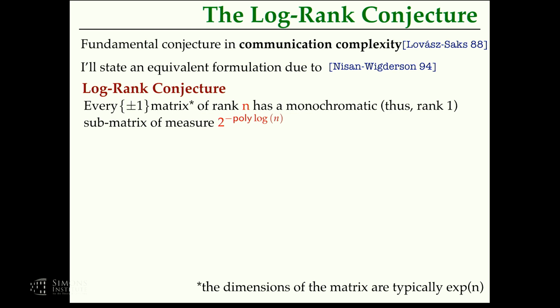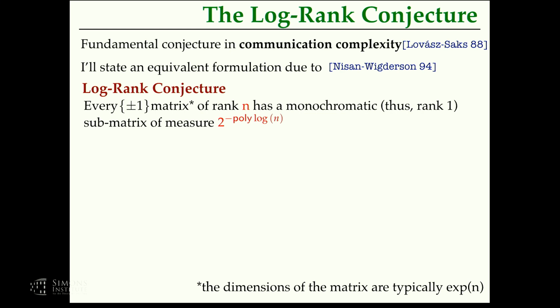I'm going to state an equivalent formulation due to Nisan-Wigderson, which is also, by the way, the main line of attack on this conjecture. So if you care about it, this is probably the right way to start. This conjecture says the following. Suppose you have a matrix whose entries are plus minus 1 valued, and its rank is small n. You should really be thinking of matrices which have huge dimensions, exponential in small n, but really low rank, small n. Then the Log-Rank Conjecture says that there is a submatrix of this huge matrix which has a 2 to the minus polylog n fraction of rows and columns, such that this submatrix is basically monochromatic, in particular rank 1. Is the conjecture clear?